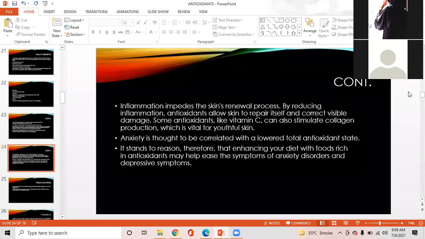Anxiety is thought to be correlated with a lowered total antioxidant state. It stands to reason, therefore, that enhancing your diet with foods rich in antioxidants may help ease the symptoms of anxiety disorder and depressive symptoms.